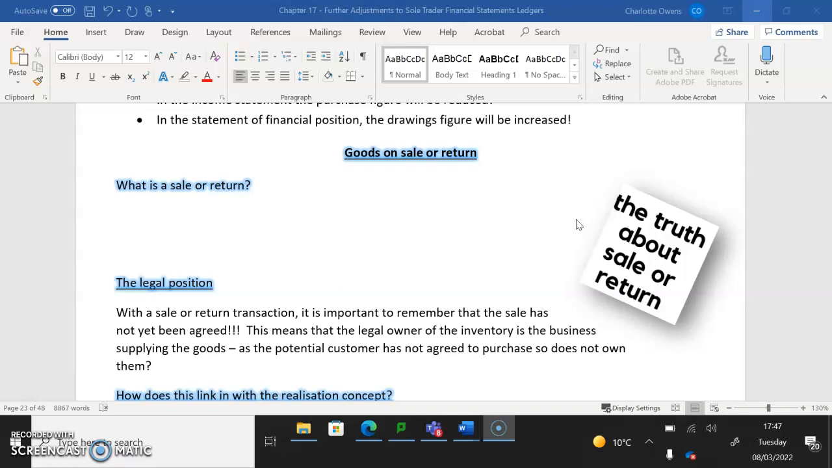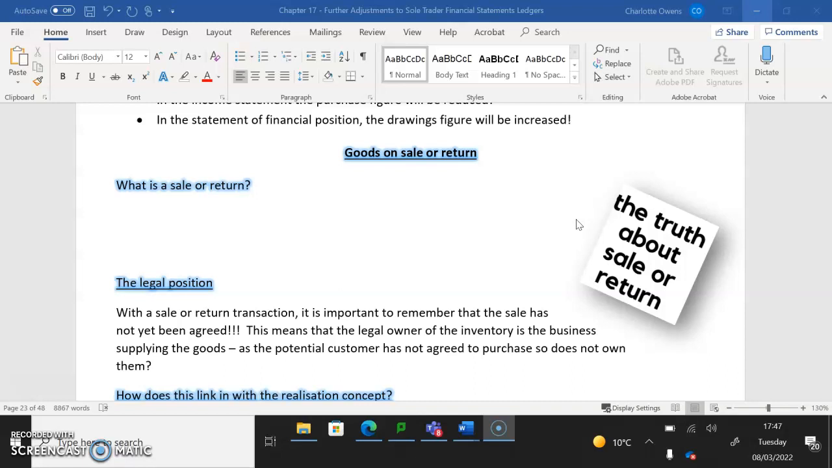What sometimes can happen though is that when the supplier does their closing inventory stock take at the year end, because the inventory is not on their premises, because it is out with the potential customer, they overlook it. Or vice versa, it could be that accidentally the potential customer records that inventory as their own because it is physically on their premises, but they can't do that. They don't own it. Under the realisation concept, it is still the supplier that owns that inventory.